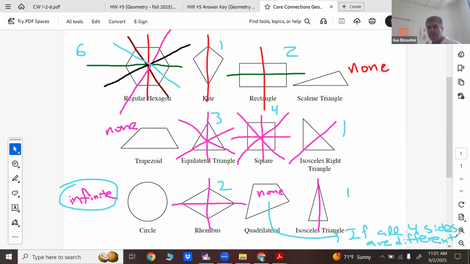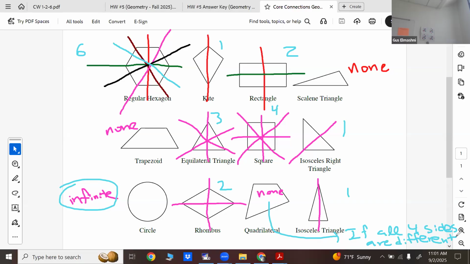All right, here's what I got. Keep going, I got 3. Square is 4. Rhombus, like a diamond, is 2. Quadrilateral, all the sides are different, that'd be 0. Isosceles triangle, 1 each. A trapezoid, unless these 2 sides are the same, I don't know that. Now, circle, I said infinite, because I could draw so many ways.